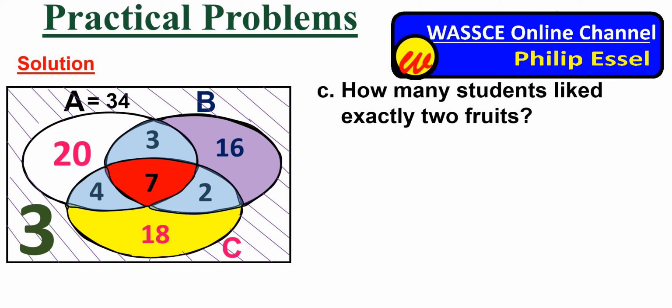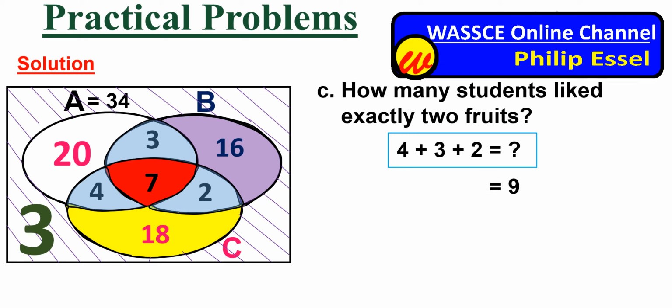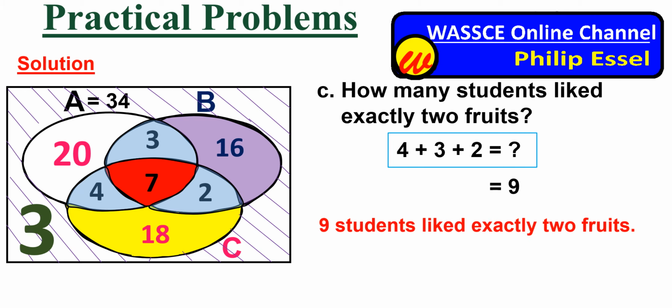So let's quickly do this. We have 4 plus 3 plus 2. That would give us what? That would give us 9. Therefore, 9 students liked exactly 2 fruits.